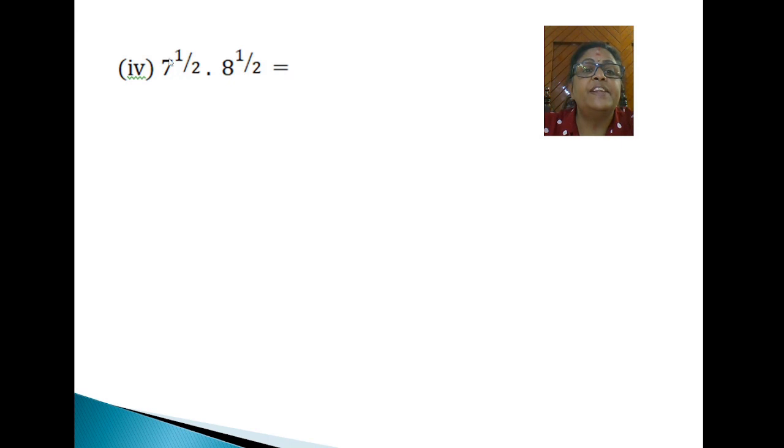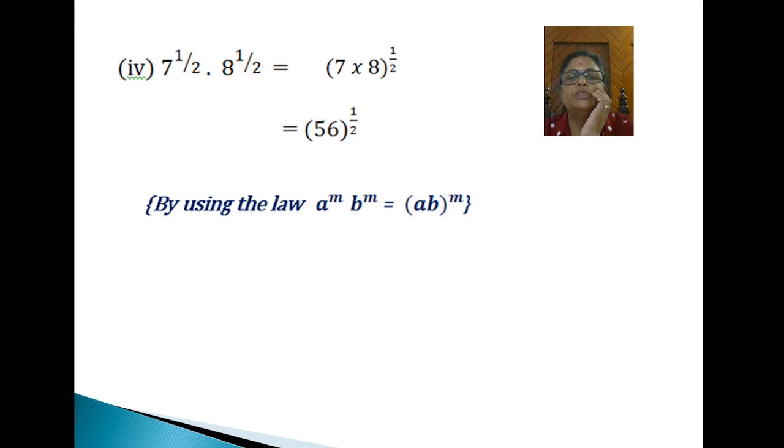Next one, 7 raised to 1 by 2 into 8 raised to 1 by 2. Here exponents are the same, so when the exponents are the same, we multiply the bases. 7 into 8, the whole raised to 1 by 2. A raised to m into b raised to m is ab raised to m. So 7 into 8 is 56 raised to 1 by 2, by using the law a raised to m into b raised to m is a into b, the whole raised to m.